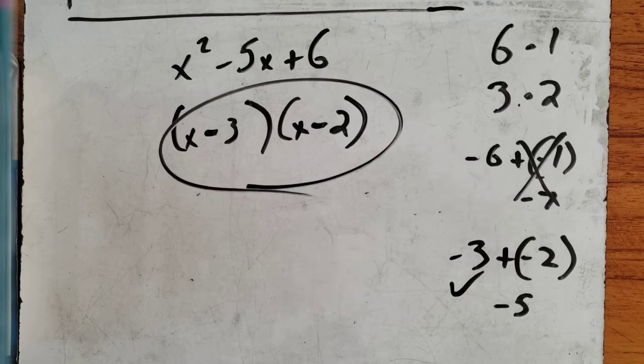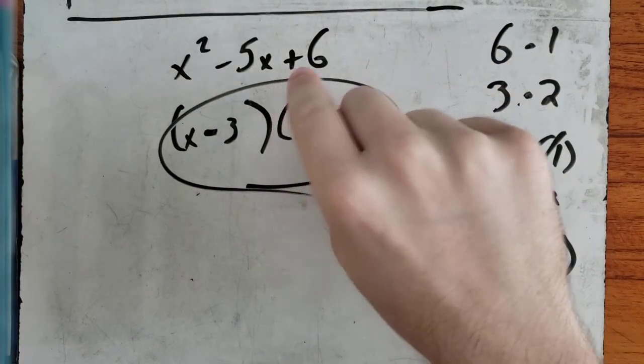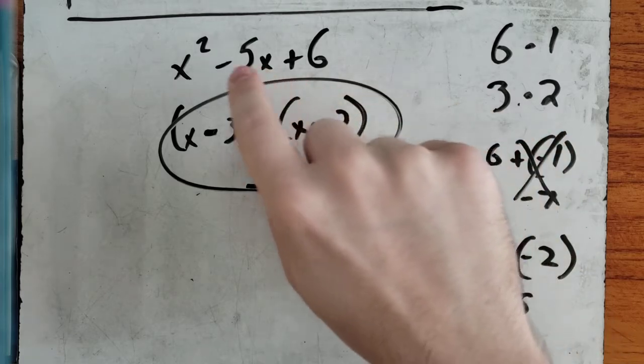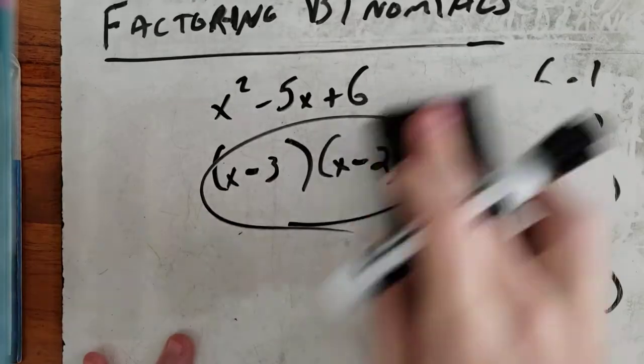Could be a little tricky, yes, but just know, it has to multiply to get this, a positive 6, and has to add or subtract to get a negative 5. Okay. If you want, I can do a little chart for you. Hopefully it won't confuse you too much, but here's how I figure this stuff out.